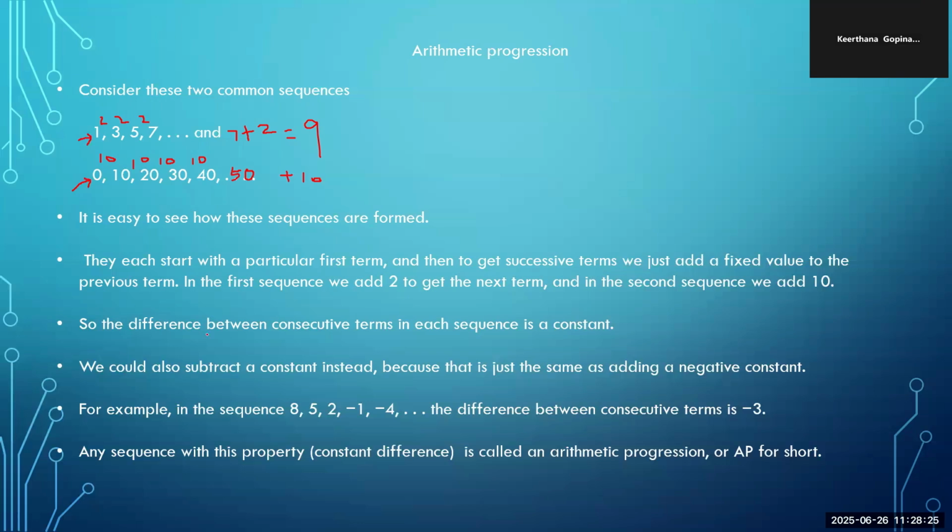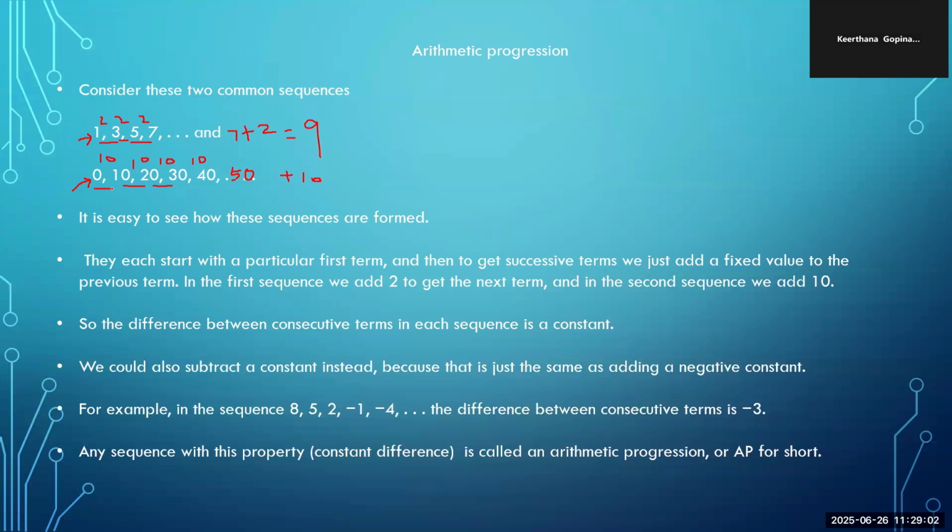The difference between consecutive terms in each sequence is constant. Please note, what is a consecutive term? Next to next. 1 and 3 is consecutive. 3 and 5 is consecutive. 5 and 7 is consecutive. 10 and 20 is consecutive. 20 and 30 is consecutive. 0 and 10 is consecutive. Consecutive means next to next. So if you look at each of the consecutive terms, the difference will be constant.